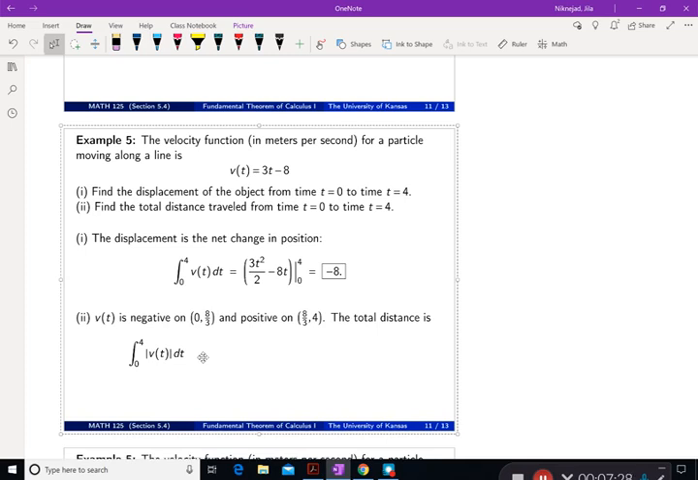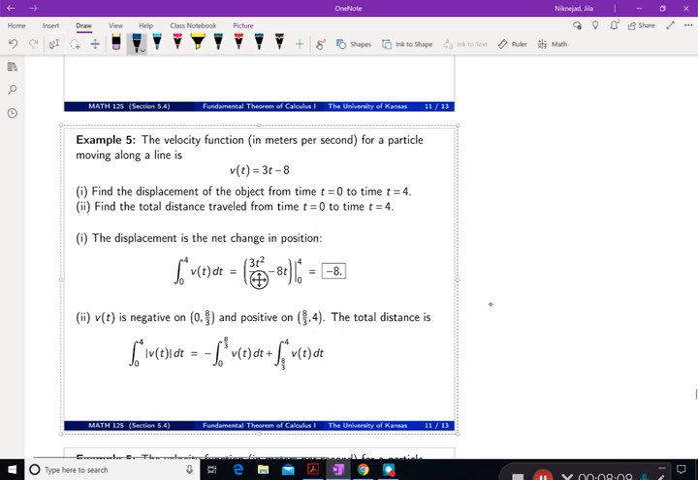But here's the thing, this v of t is negative between 0 and 1/3, and it's positive between 1/3 and 4. And so the absolute value of it is going to be negative v of t between 0 and 1/3 and positive v of t between 1/3 and 4. So that's what you do. You break it down.